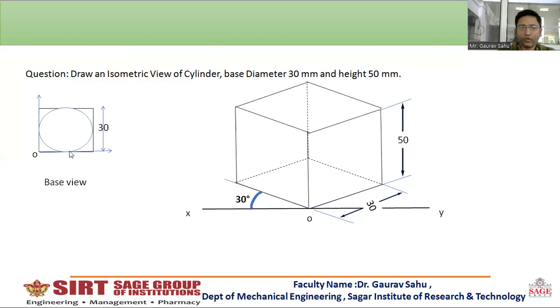Now look over here. I am starting with the isometric view of a cylinder. We know that the cylinder's base is a circle, so the circle should be enclosed within this square. This is the fundamental which I was talking about a few minutes back.